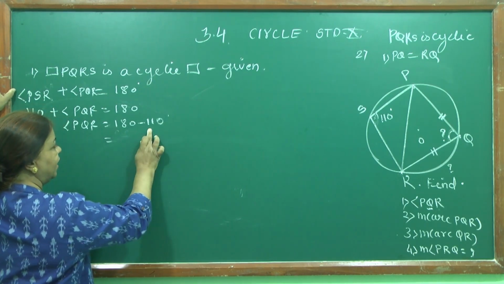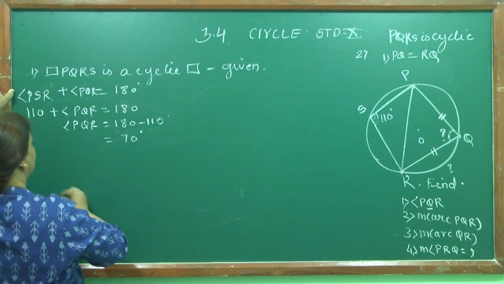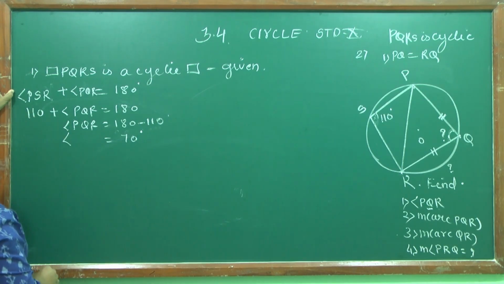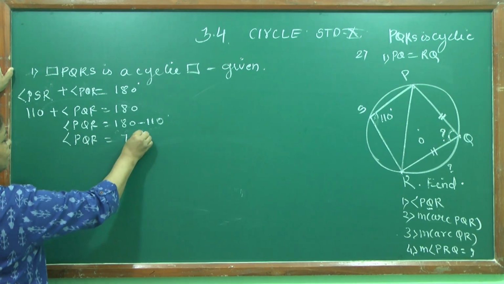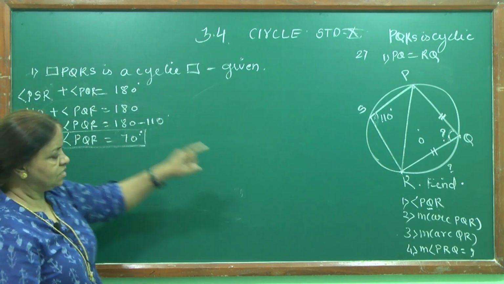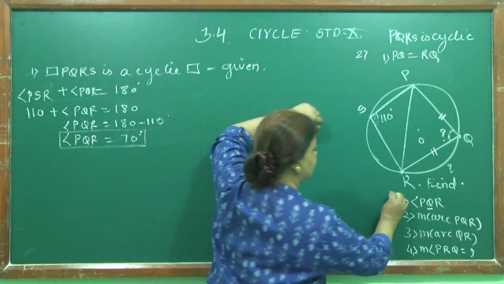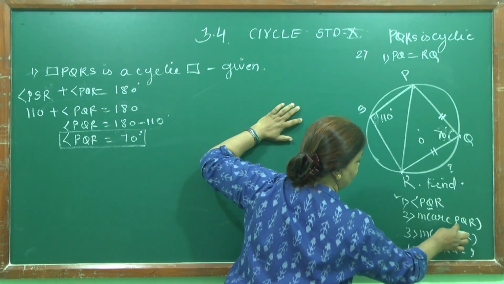So 100 minus 80 minus 10 is 70 degree. So angle PQR will be equal to 70 degree. That is what was asked first. We got the first one. It is 70 degree. Now second, measure arc PQR.